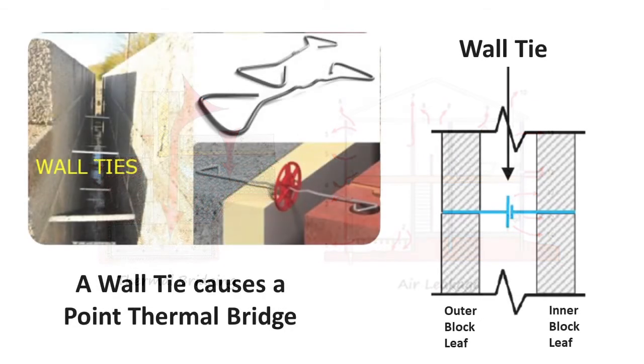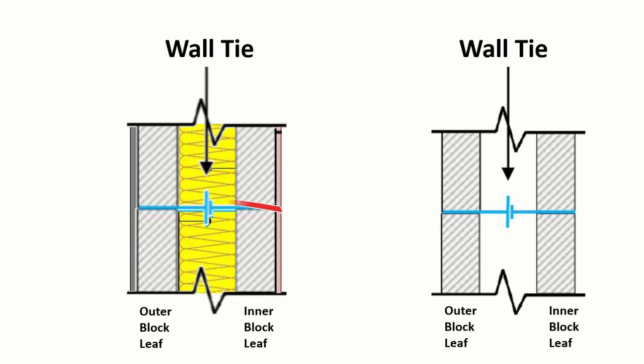A simple example of a point thermal bridge would be a stainless steel wall tie in block cavity construction. This gives the heat a clear physical path to flow from the warm inner block leaf across the stainless steel wall tie to the cold outer block leaf.